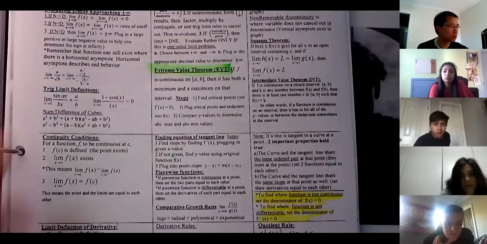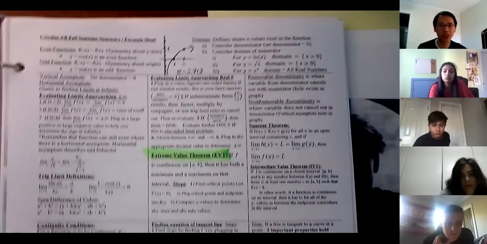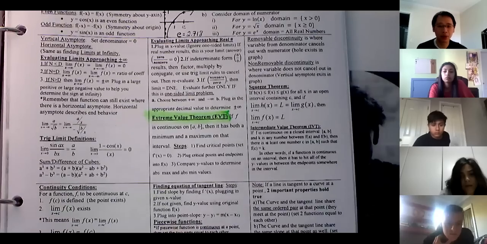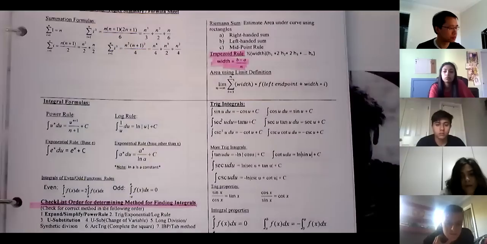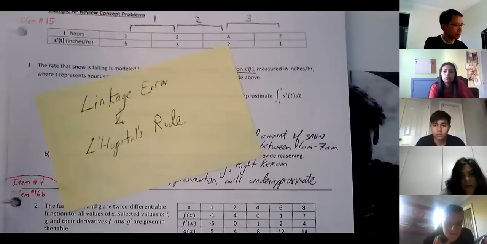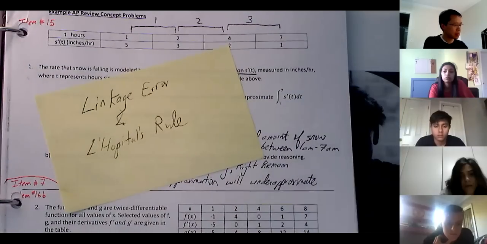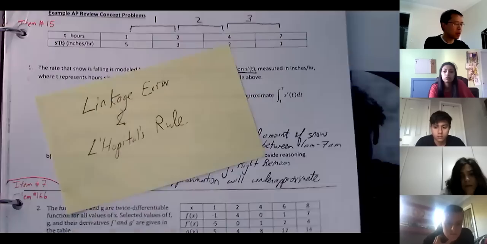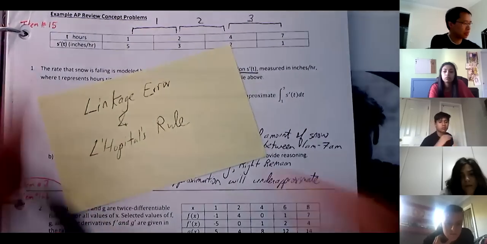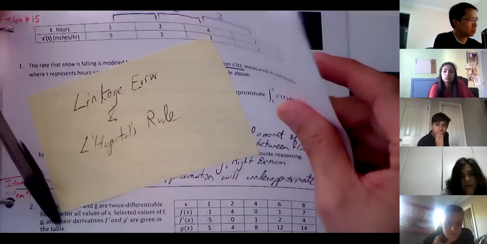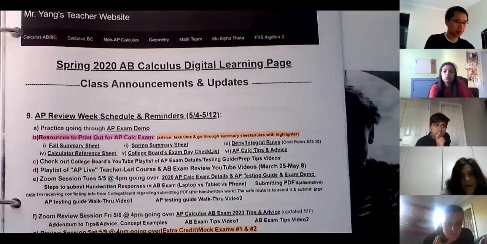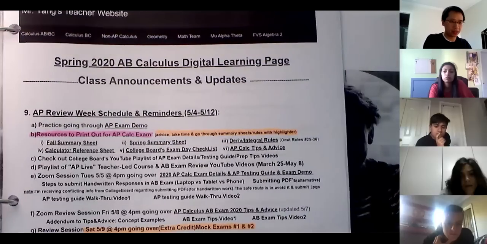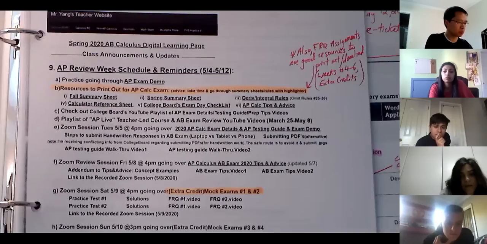Okay, so read through this. I would suggest that you go through the summary sheets as well. Highlight the portions that you want to be reminded of. Okay. Let me see. Okay, maybe I'll go through this at the end. I don't want to take all this time before I get into the review here. Okay, so I'll set this off to the side. Linkage error and L'Hopital's rule. If I don't get to it, you guys can maybe remind me at the end.